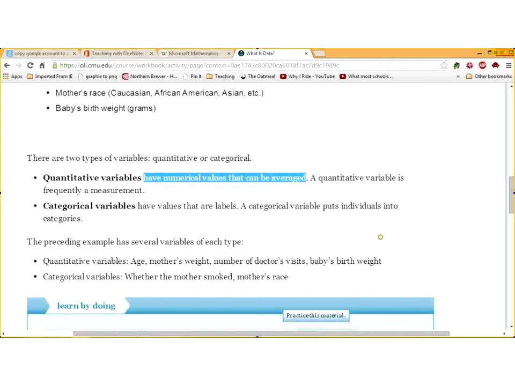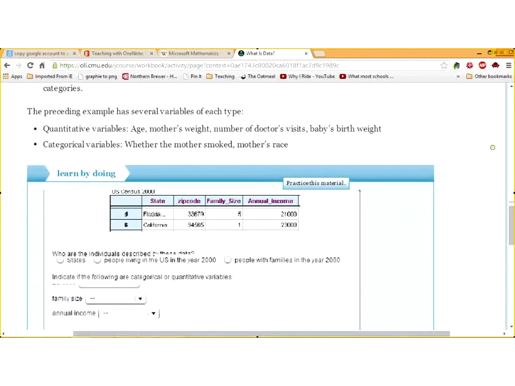The important thing about the fact that it says numerical values that can be averaged is there are some possibilities for variables that are numbers but wouldn't necessarily be quantitative. An example of that would be someone's zip code. That's not a measurement of anything. It's not a count of anything. It's really a label. It's associated with where you live. So zip code is actually a categorical variable, even though it's a number. It wouldn't make sense to take an average of the class's zip codes. That wouldn't really give us a whole lot of useful information. But by and large, quantitative is numbers and categorical variables are labels.